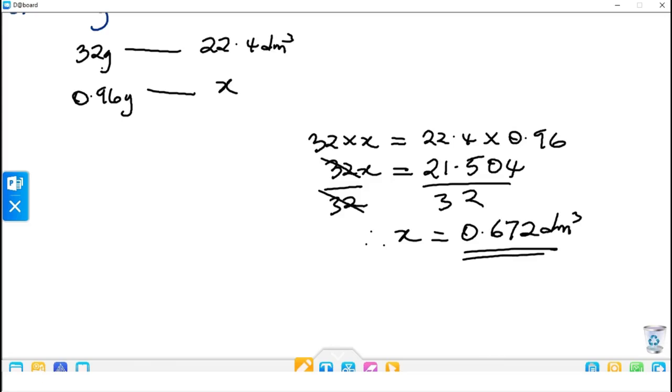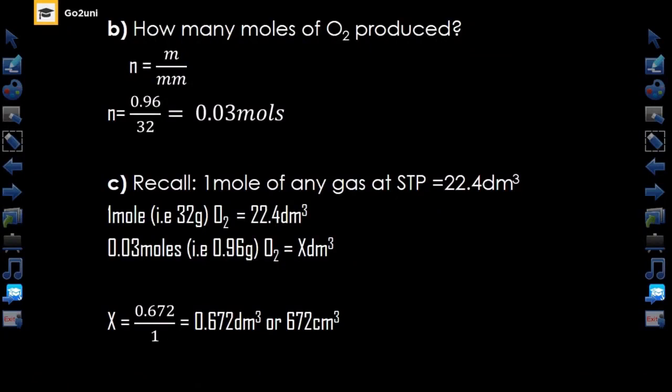We can see that we are still in line. It is giving us almost the same thing as what we got in the previous example. If we have 32 grams, which is 1 mole, it gives us 22.4 dm cubed, but 0.96 grams of oxygen will give us 0.672 dm cubed. So that is how to calculate, and that is our final answer. And if you're asked to take it to cm cube, we simply multiply by 1000, and that will give us our answer in cm cube.